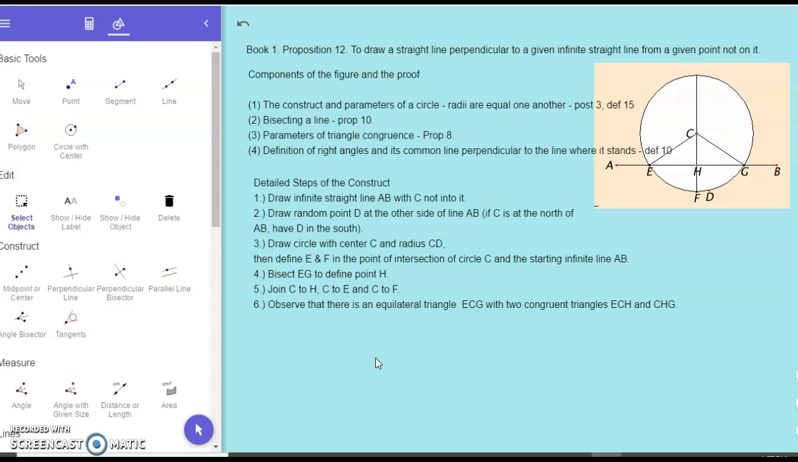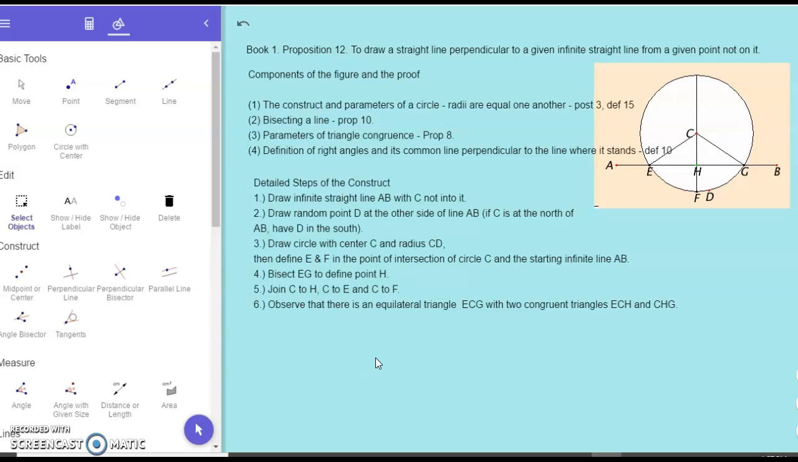Proposition 12: to draw a straight line perpendicular to a given infinite straight line from a given point not on it. The slight difference between Proposition 12 and Proposition 11 is the mention of the starting element, the point. In Proposition 11, the point is on the starting line, while in Proposition 12, the point is not on the starting line. So this is another construct proposition which narrates the parameter of a straight line having two right angles. And we are going to cite this Proposition 12 when we mention such an attribute or parameter.